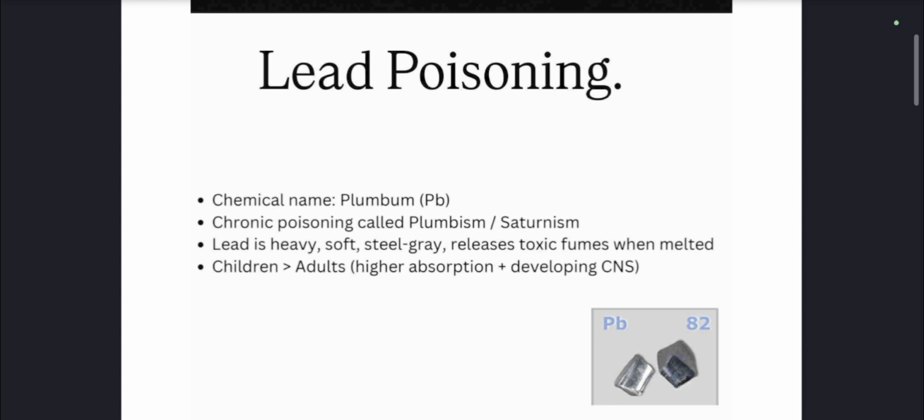Chemical name is plumbum, Pb, and chronic poisoning is called plumbism, also Saturnism. Lead is heavy, soft, steel grey. It releases toxic fumes when melted, and children are more prone than adults due to high absorption and developing CNS.